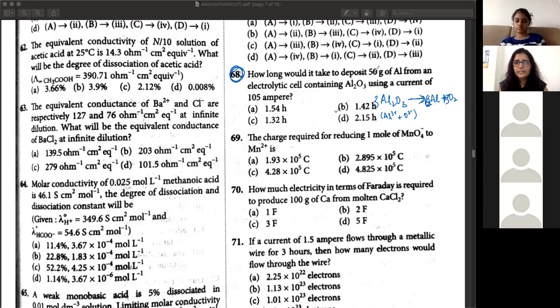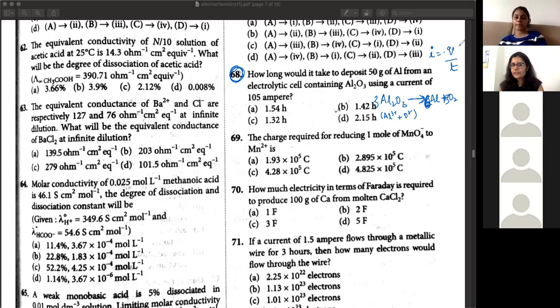We need to deposit 50 grams of aluminium. So before going with the electricity part of it, here we are using a current of 105 ampere and we are being asked how much time it is going to take. What is the relationship between current, time and charge? I is equal to Q by T, right? So if we send I amperes of current in T time, then Q amount of charge is flowing. Now keep that aside.